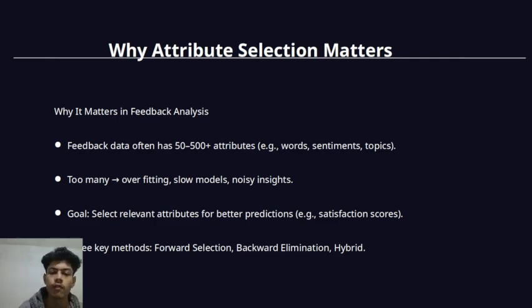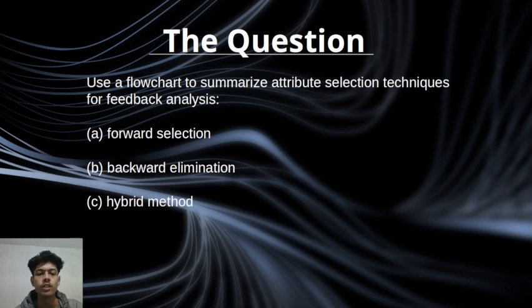Because feedback often has 50 to 500 attributes: words, sentiments, topics. Too many cause overfitting, slow models, and noisy insights. So the goal is to select relevant attributes for better predictions. The three key methods are forward selection, backward elimination, and hybrid. This is also mentioned in the question.